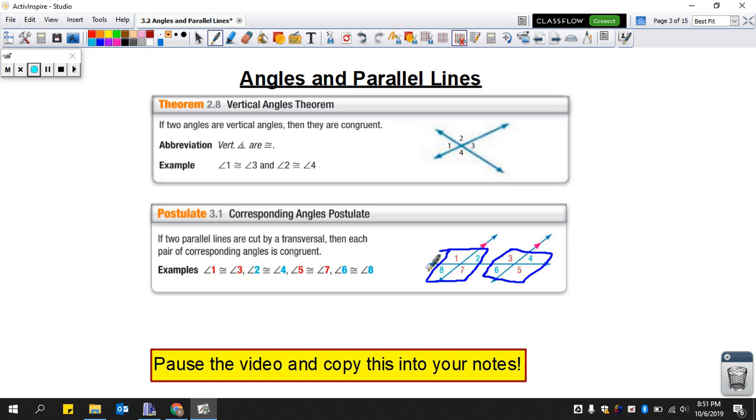In other words, here's the transversal. So remember, this is the top left. This is top right, and so on. Bottom right, and bottom left. Okay, so those are corresponding angles. 1 and 3 are corresponding. 2 and 4 are corresponding. 5 and 7 are corresponding. And 6 and 8 are corresponding. So pause the video and copy this into your notes.